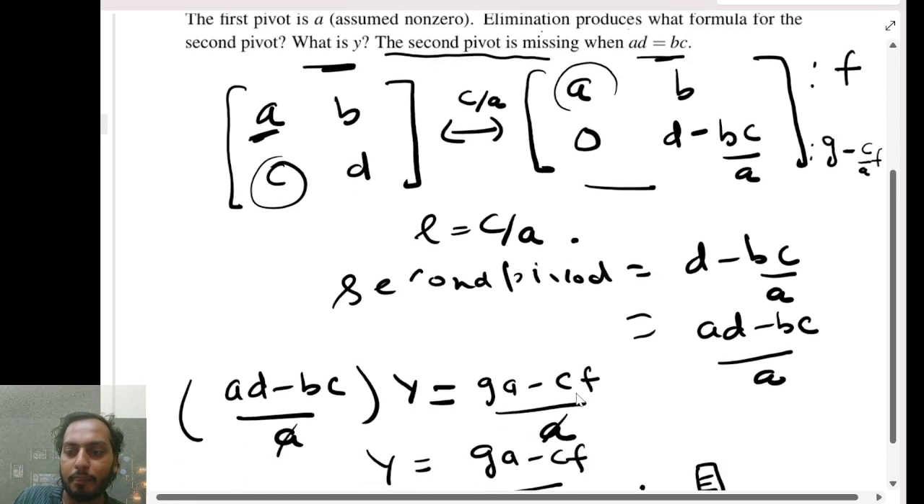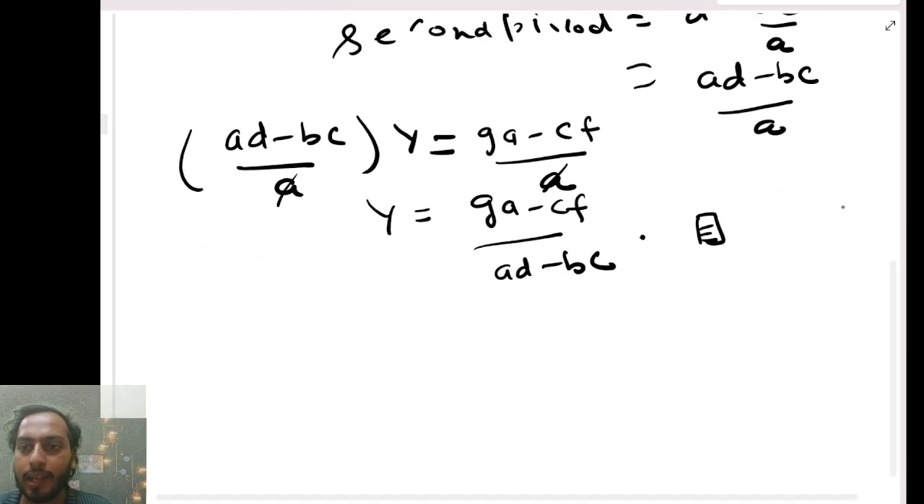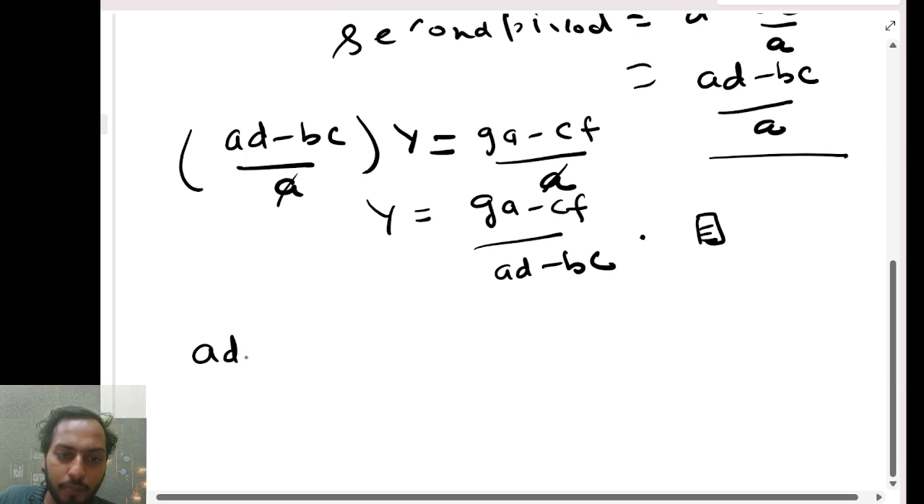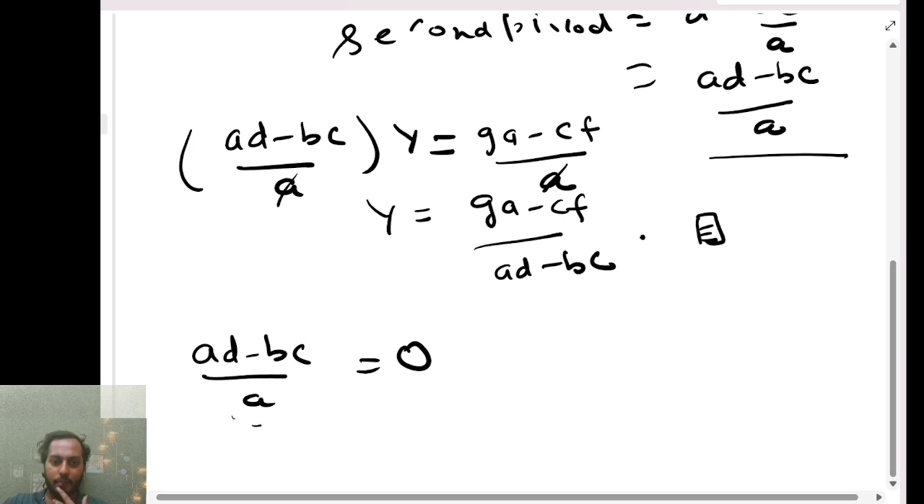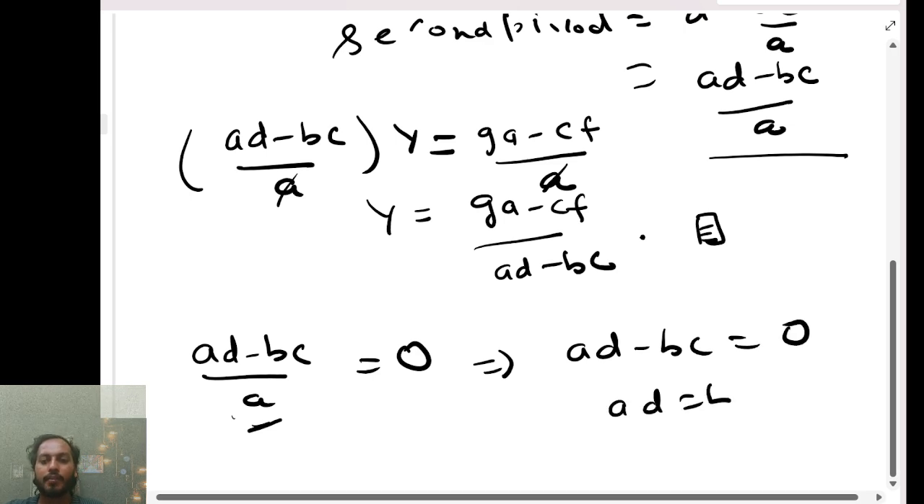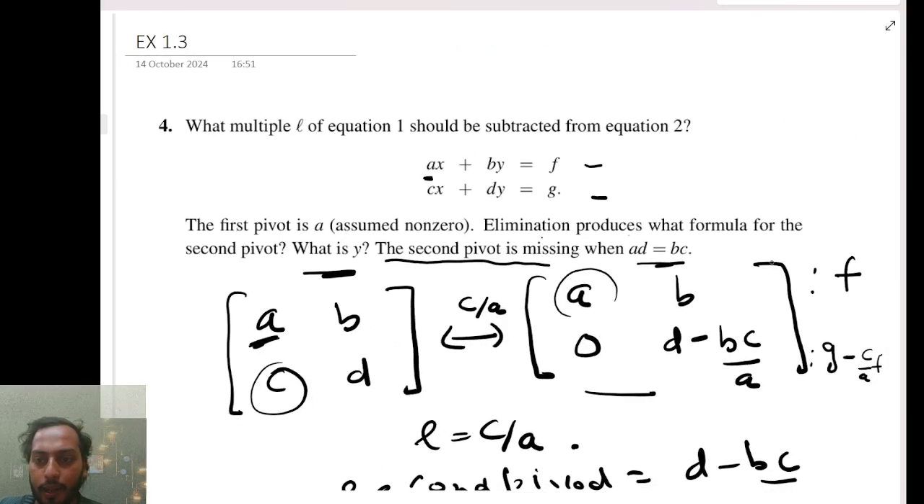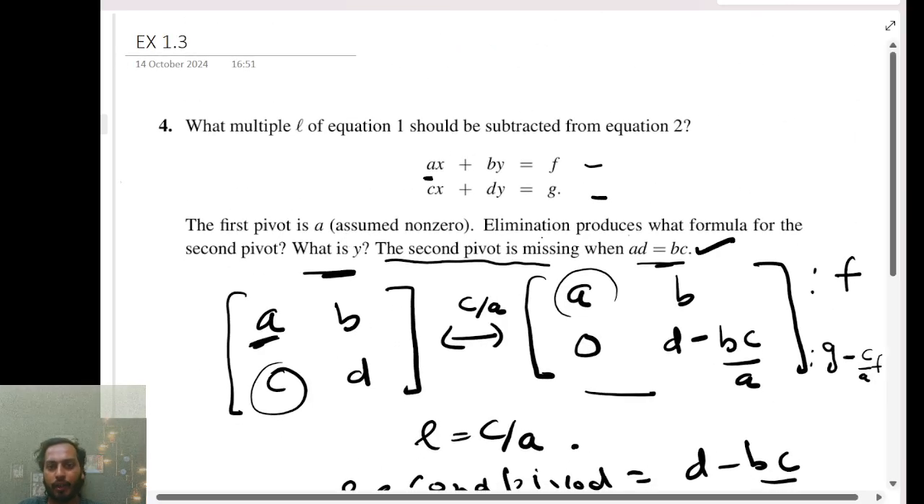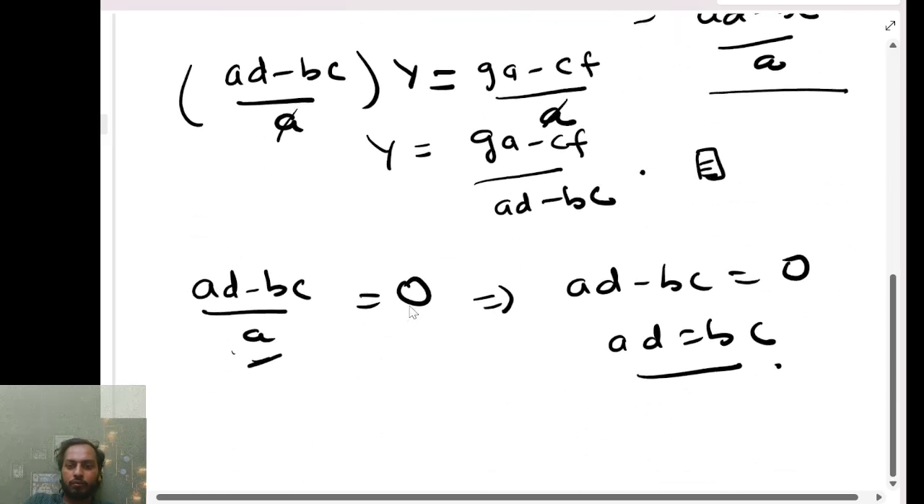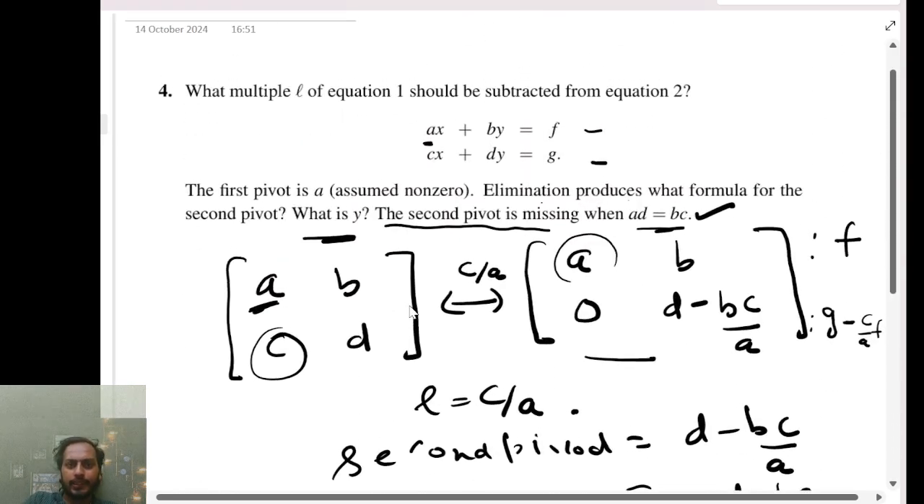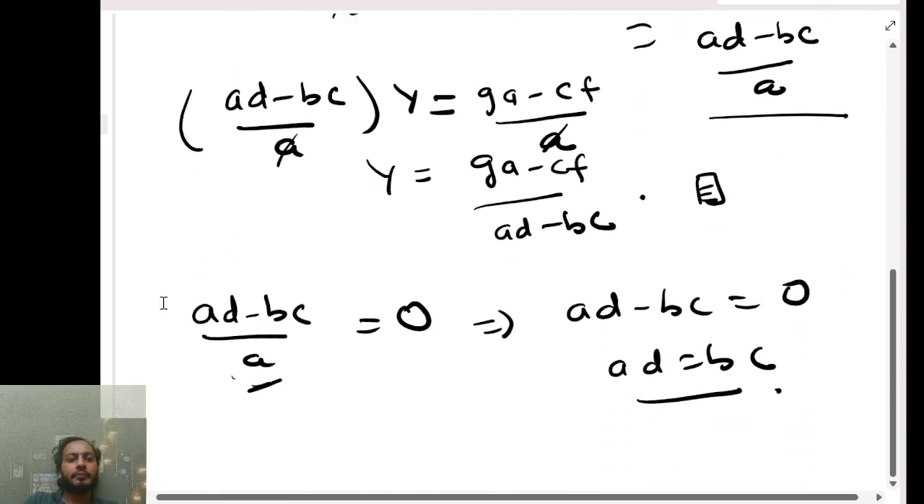And what is my second pivot? The second pivot is AD minus BC over A. Can you tell me when it would be 0? I can cross multiply A because A is already non-zero. The first pivot is non-zero. They are already defining it. So I can cross multiply. So the second pivot would be 0 when AD minus BC would be 0, when AD and BC would be equal. And that's what they are asking for. The second pivot would be 0 when AD and BC are equal. Question number 4 is also done. Is it okay? That's all. Okay, my question number 4 is also done. Right?